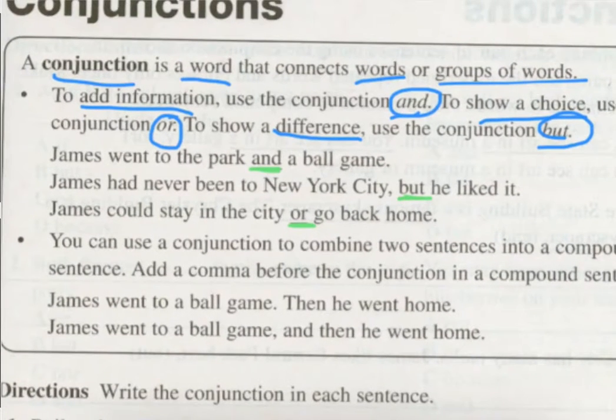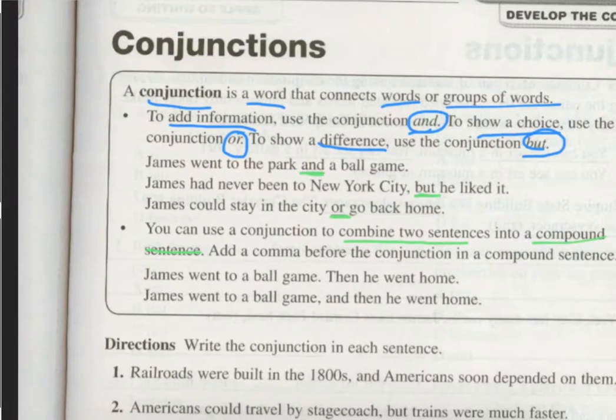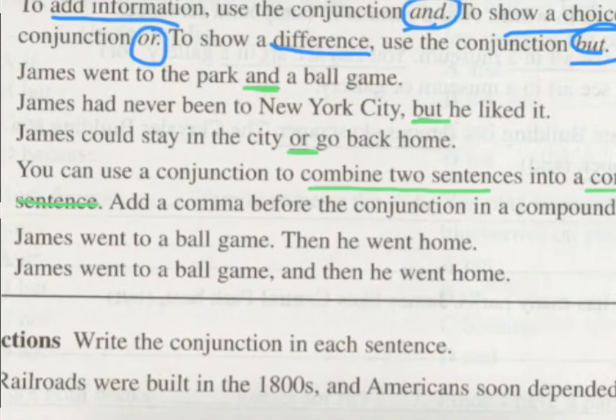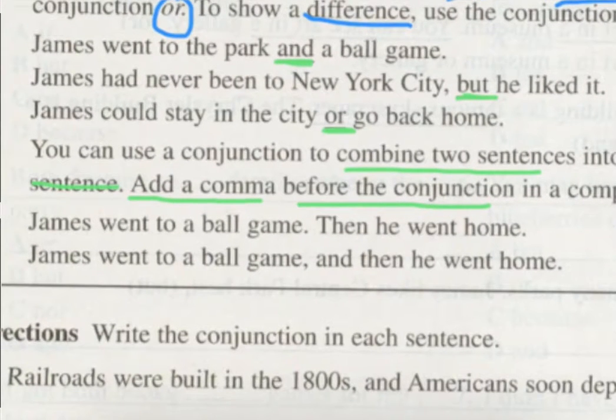You can use a conjunction to combine two sentences into a compound sentence. So when we combine two words, we call it a compound word. When we combine two sentences, we call that a compound sentence. When we combine those two sentences together, we do need to add a comma before the conjunction in the compound sentence.